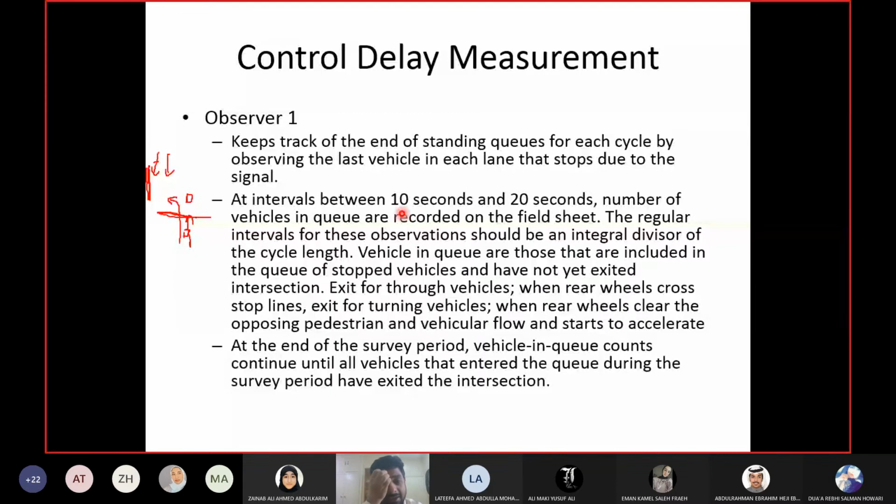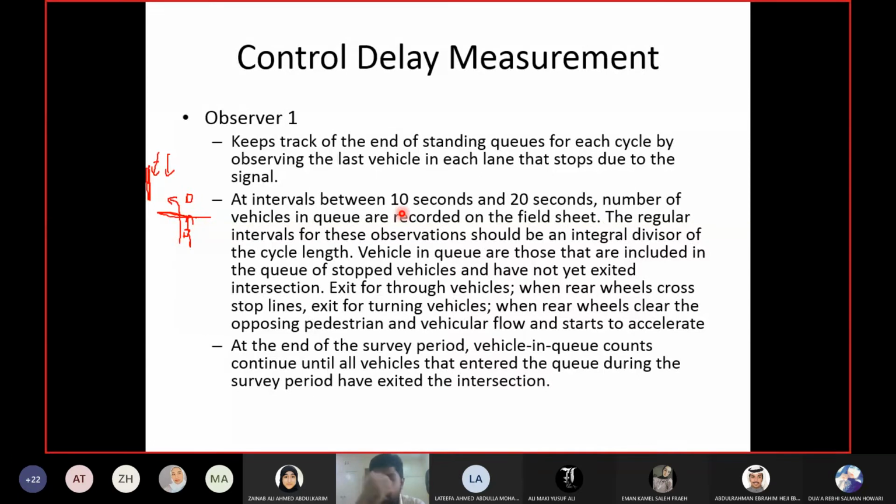The queue must have increased or decreased or moved, and he will count again. He counted. Now there are 3 vehicles in the queue. Then after 10 seconds, he counts again, and after 10 seconds, and so on. So his job is to count the number of vehicles in the queue after the interval which you have given to him.